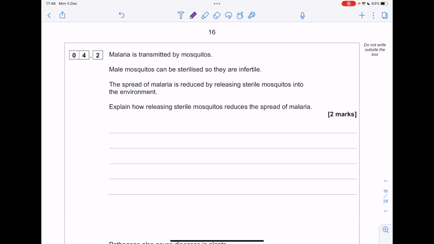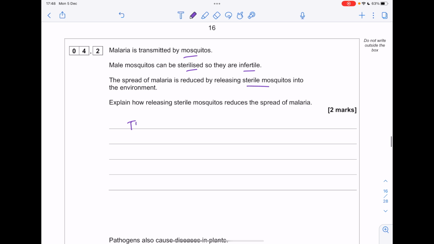Malaria is transmitted by mosquitoes. Male mosquitoes can be sterilised, so they are infertile. The spread of malaria is reduced by releasing sterile mosquitoes into the environment. Explain how releasing sterile mosquitoes reduces the spread of malaria. Because there are fewer breeding mosquitoes.